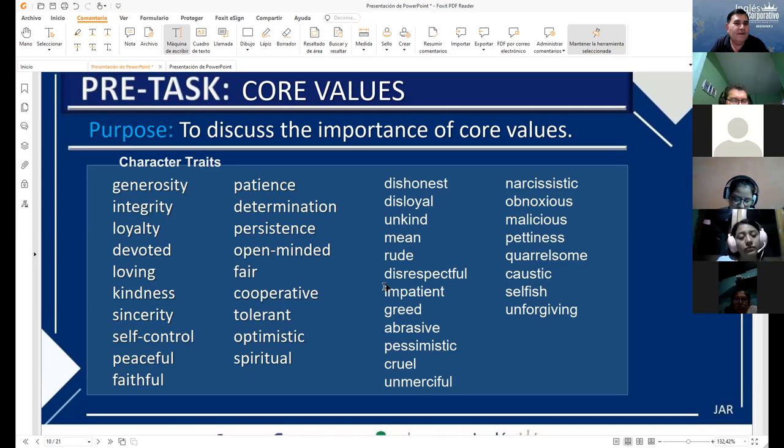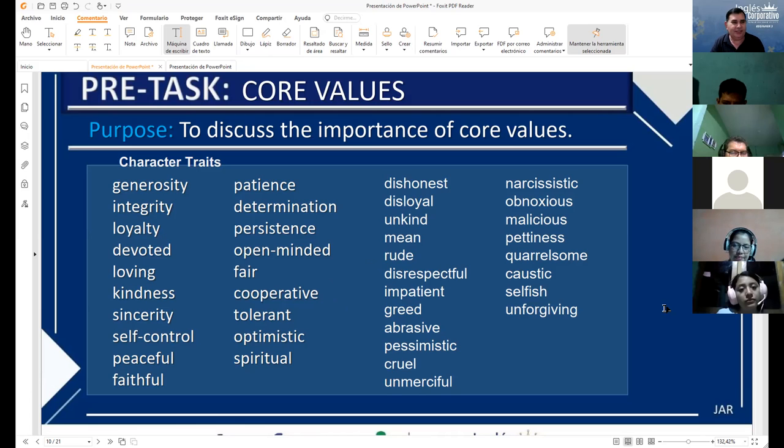Teacher. Yes? What is open-minded? Open-minded. It says it. Open. Minded. Oh, mente abierta? Yes. Okay, thank you. You're welcome. Some people have open minds, but the idea is not only to have open minds, to have clean minds. Clean minds, not only open. We cannot accept everything. We have to have a filter, right? Has to be a filter that says, this is good, this is not good. So we tolerate, not necessarily accept, right? So that's why you have open-minded, fair, cooperative, tolerant, optimistic, spiritual.